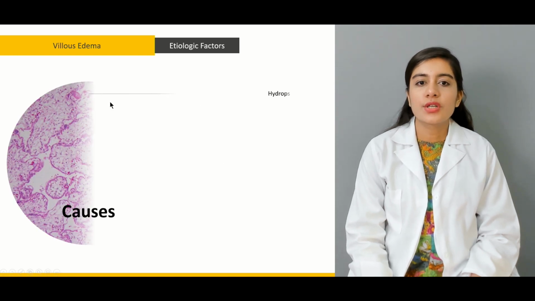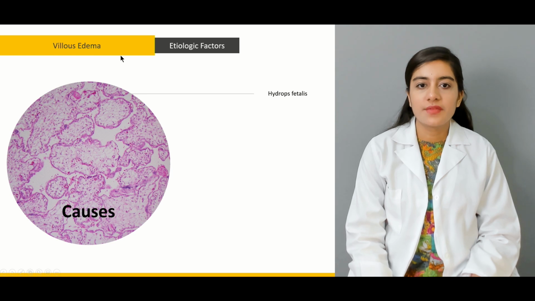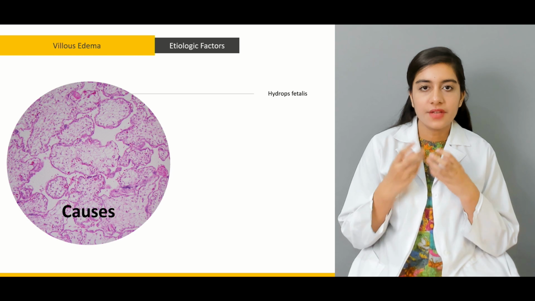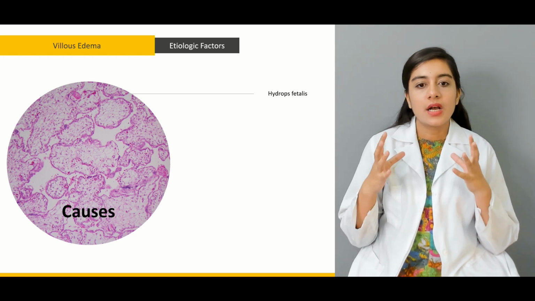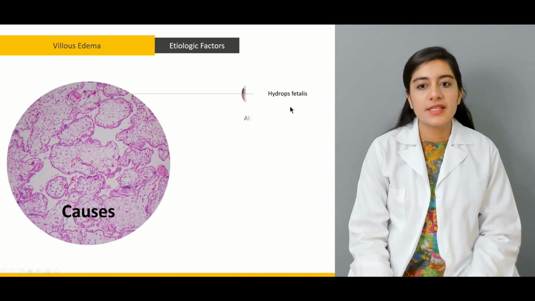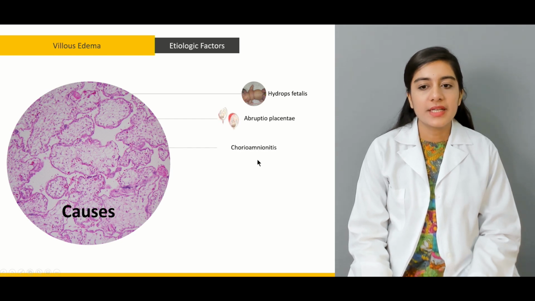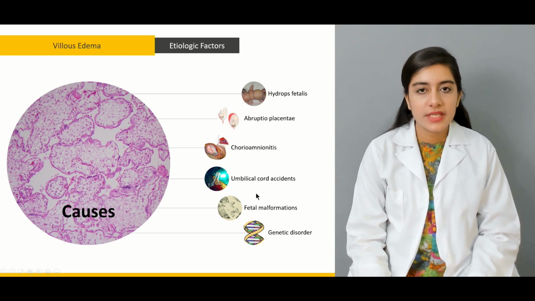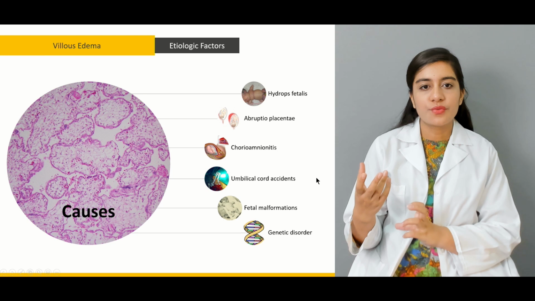Okay, now discussing the causes of villous edema. Villous edema is when there is fluid accumulated in the villi and they are enlarged in size. The first one is hydrops fetalis. Then we have abruptio placentae. Then we have chorioamnionitis, umbilical cord accidents, fetal malformation, and finally genetic disorders. All of these contribute towards villous edema.